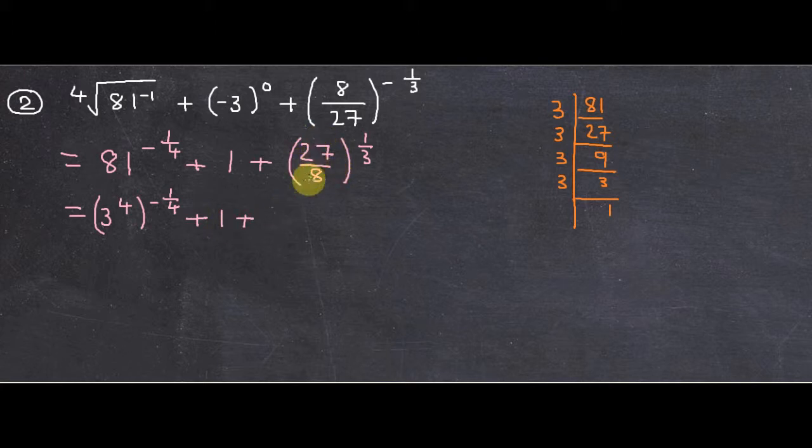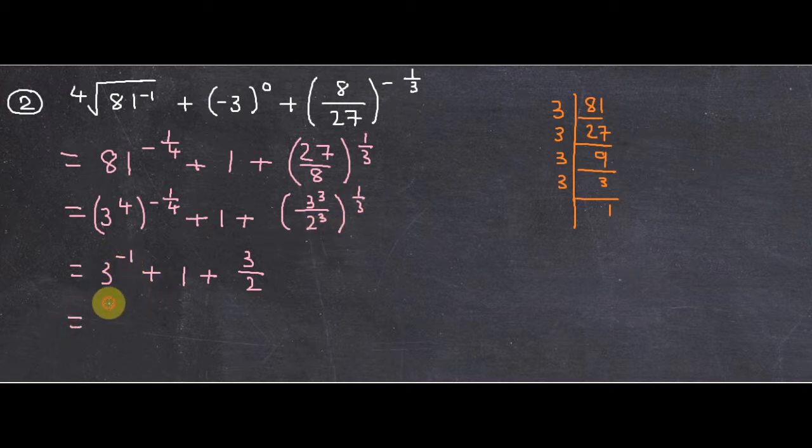Similarly, we can use prime factors of 27 and 8. We know 27 is 3 cubed and 8 is 2 cubed. This is all to the power of a third. We can multiply the powers here. 4 times negative a quarter is negative 1. And 3 times a third is 1. So it's just 3 in the numerator and 2 in the denominator. 3 times a third over here is 1.